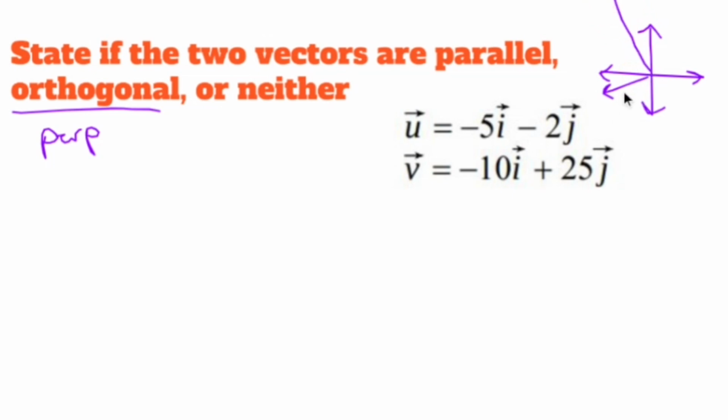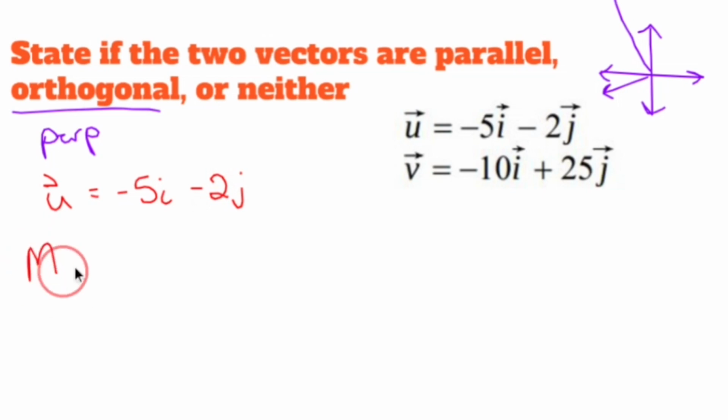Now, based off of the picture that I created, it looks pretty orthogonal to me. But that's not good enough. Let's use a little bit of common sense here. Vector u is given to us by the fact that we go left 5 units, down 2 units for j.